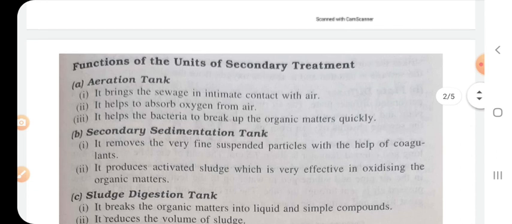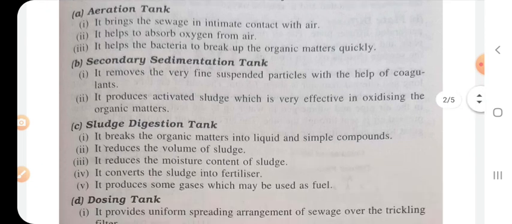First is secondary treatment. Aeration tank: it brings sewage into contact with air. It helps to absorb oxygen from air. It helps bacteria break up the organic matter quickly. Secondary sedimentation tank, very important: it removes the very fine suspended particles in the sewage. It produces activated sludge, which is very effective in oxidizing the organic matter.